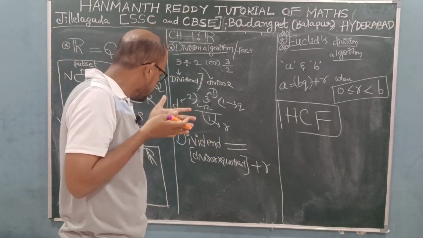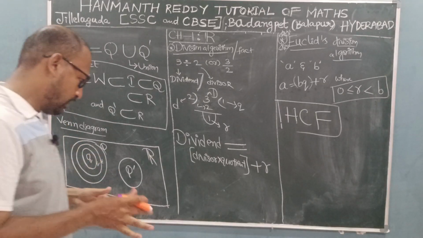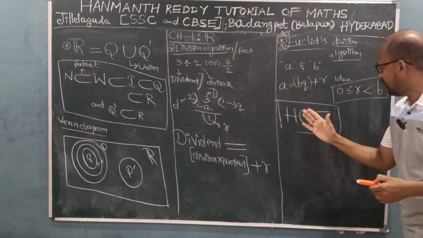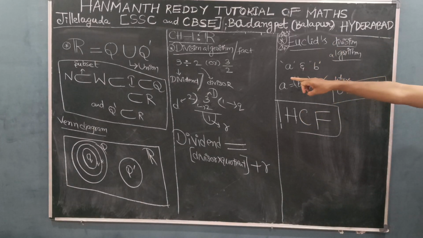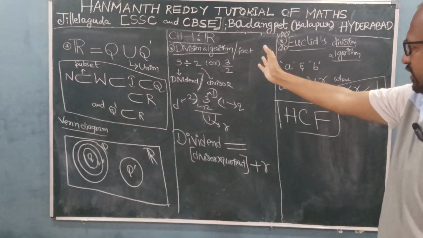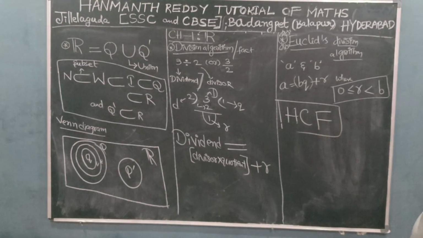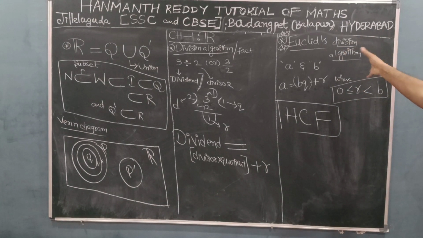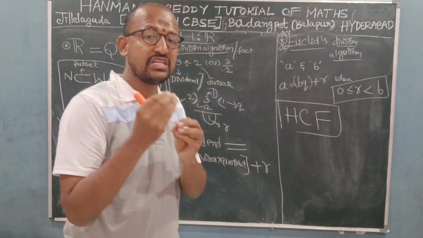So from here I will wind up my class. Once again, at a glance, for the division algorithm, remember the terms: dividend, divisor, quotient, remainder. The formula is dividend equals divisor into quotient plus remainder. Euclid's division algorithm I will discuss in depth tomorrow.